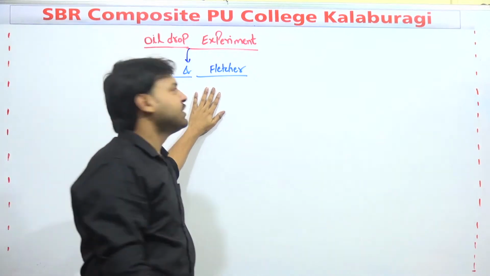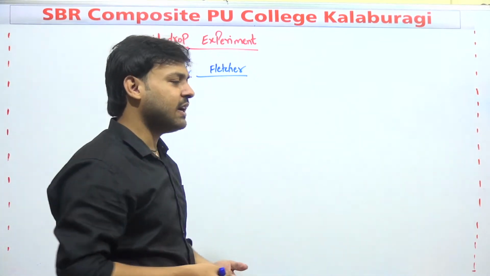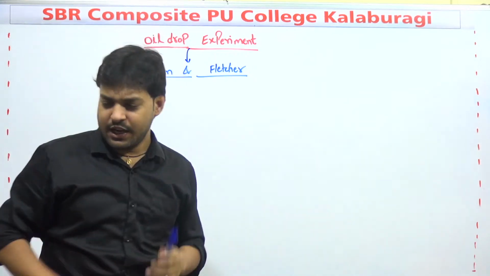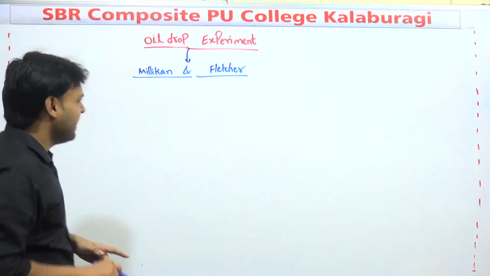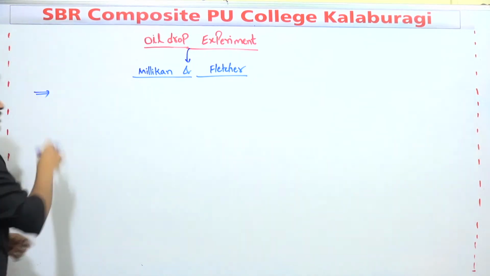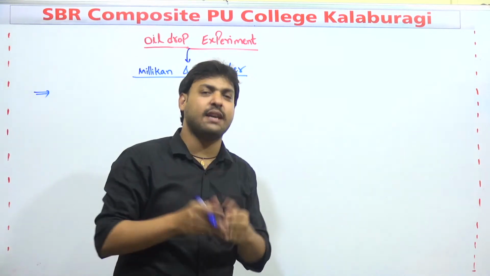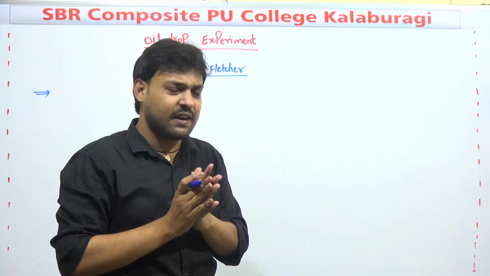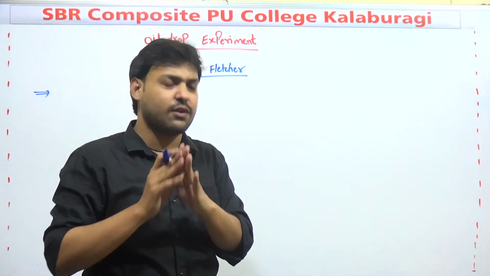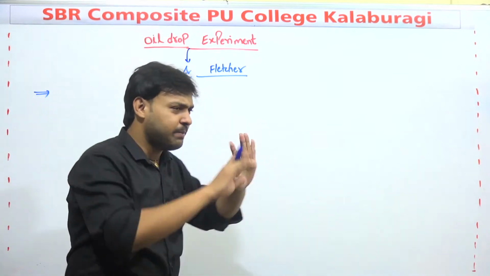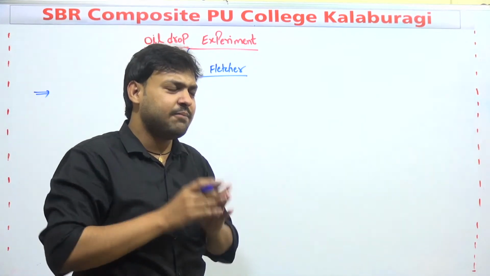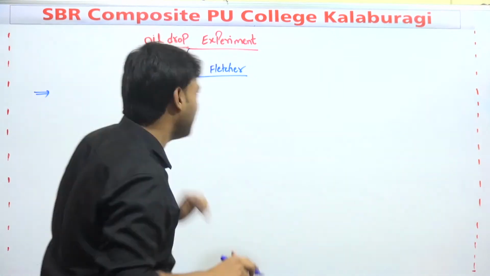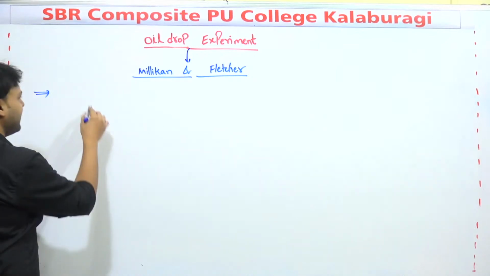So what they did was an experiment on oil. Why only oil at all? We'll see now. Try to understand the situation. I will first tell what they did and how they calculated the magnitude of the charge, then we'll discuss everything that is required for you. First we'll see the basic thing they did and how they got the magnitude of the charge. Concentrate, very interesting.